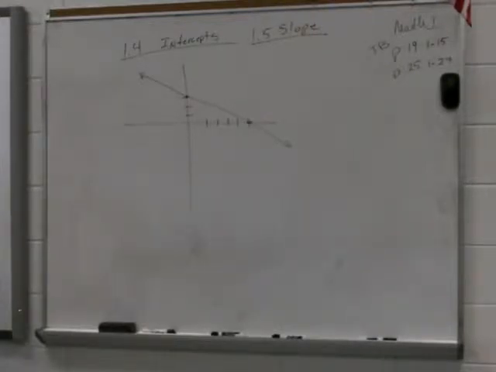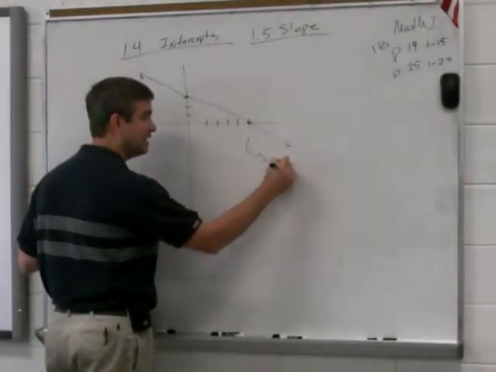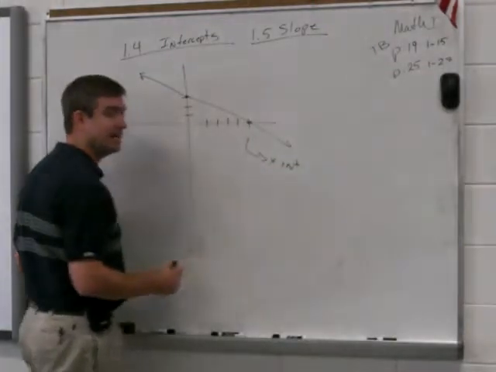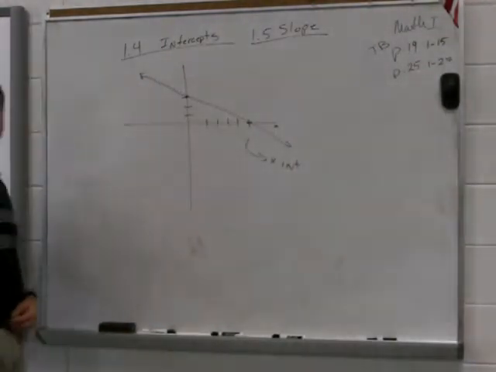One of the things you need to be able to do is identify what the intercepts are. So they're going to give you a line like this, and they're going to say identify the intercepts. Tell me what the X-intercept is. Tell me what the Y-intercept is. This is our X-intercept. We can abbreviate like that, X-intercept. It is where the line crosses the X-axis.